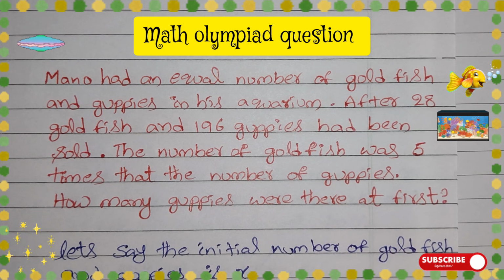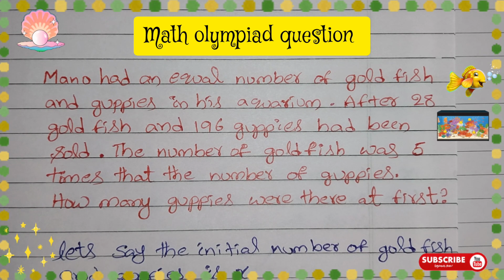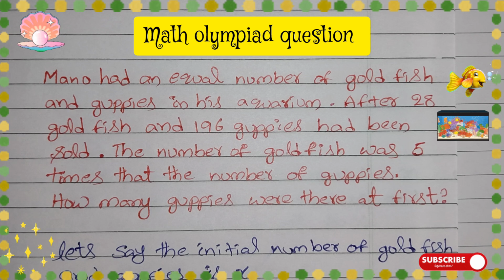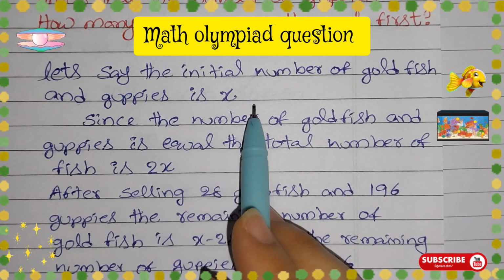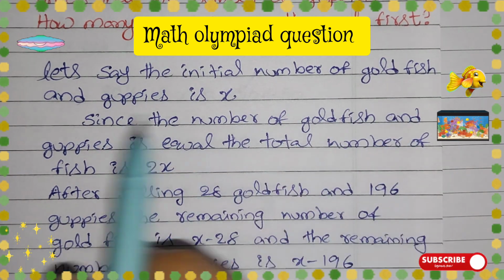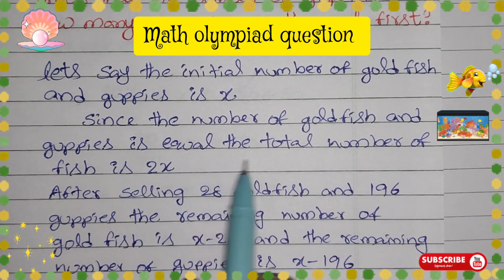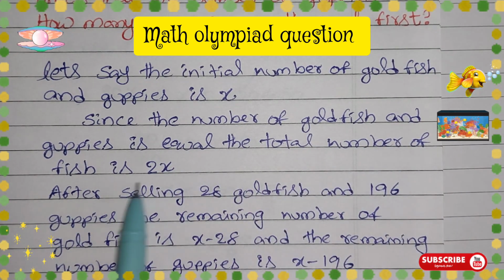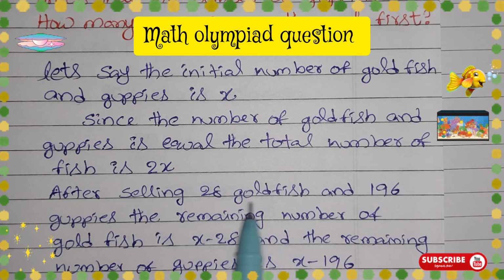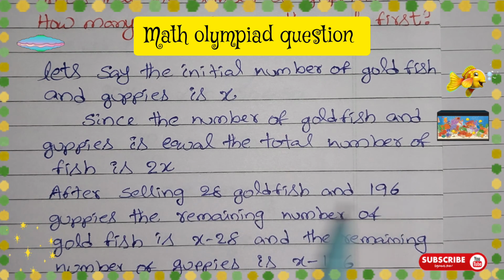Read the question carefully and understand what is given and what we have to find. We have to find how many guppies were there at first. Let's see how to solve this problem. Let's say the initial number of goldfish and guppies is x. Since the number of goldfish and guppies is equal, the total number of fish is 2x.